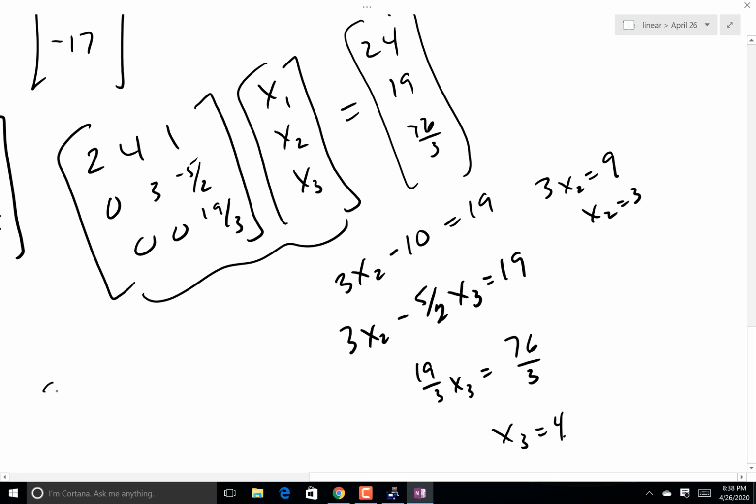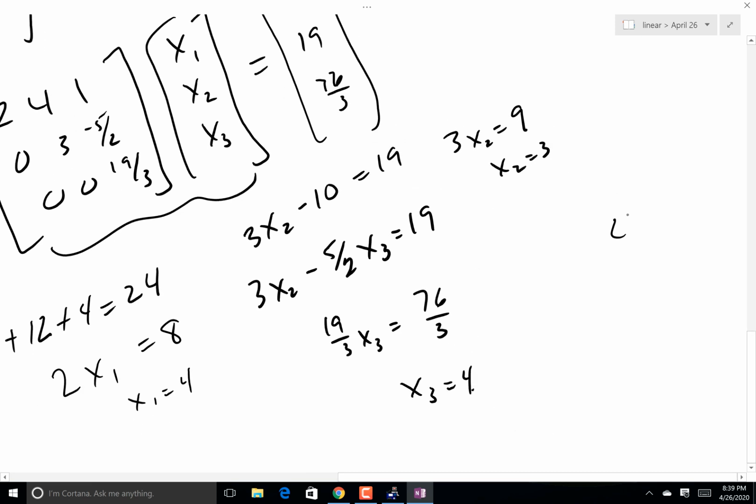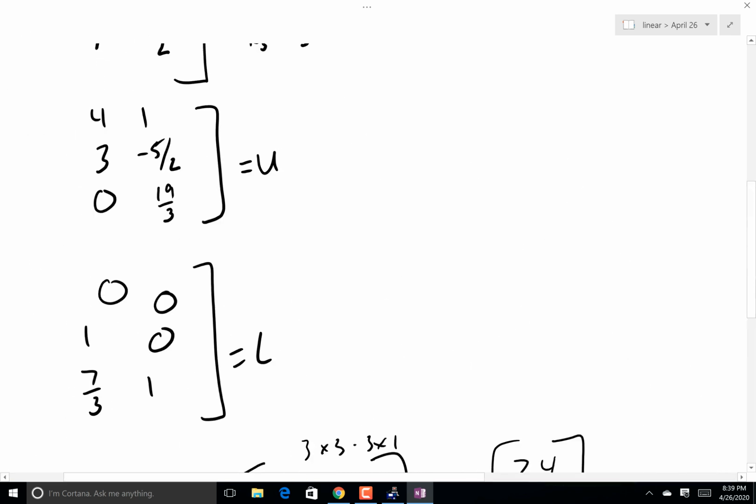And if you plug those in, you get 2x1 plus 12 plus 4 equals 24. When you do that, you get 16, that's 8. You get 2x1 is 8, x1 then is 4. So our final solution is 4, 3, 4. Is that what I said? I think that's what I said, actually.